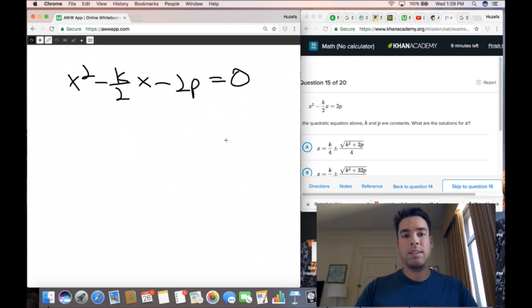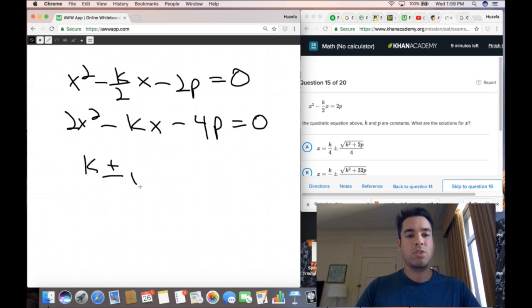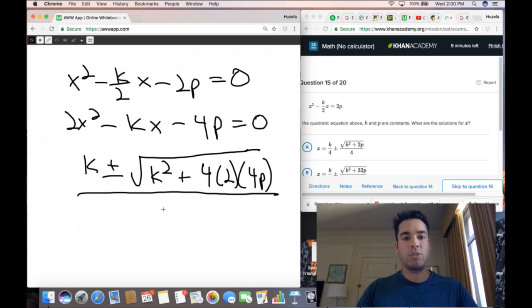So let's do it like this. Let me think here. If we don't want a fraction in there, I'll make life easier. I'll multiply both sides by 2. So I'm going to say 2x squared minus kx minus 4p equals 0. It should be easier. All right, negative b, so positive k, plus or minus the square root of b squared, which is k squared, minus 4 times 2, times another negative 4p. It's going to be a negative there, so I'm going to make that a positive. 4 times 2 times 4, right? Over 2a, which is 4.